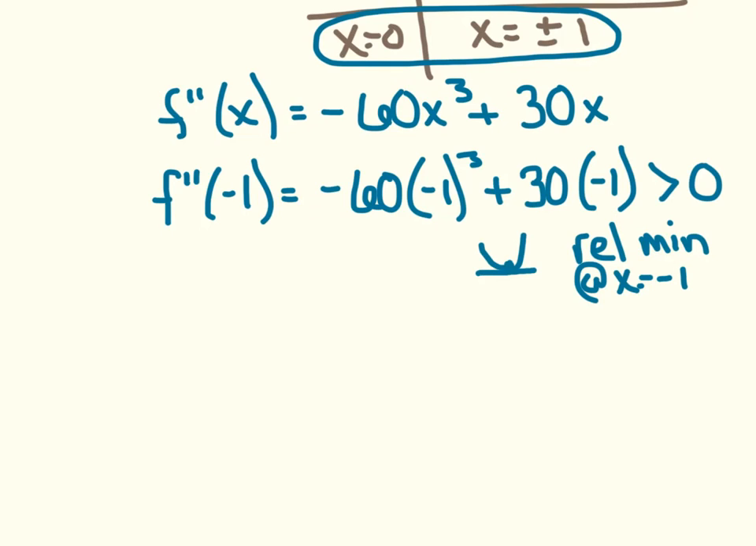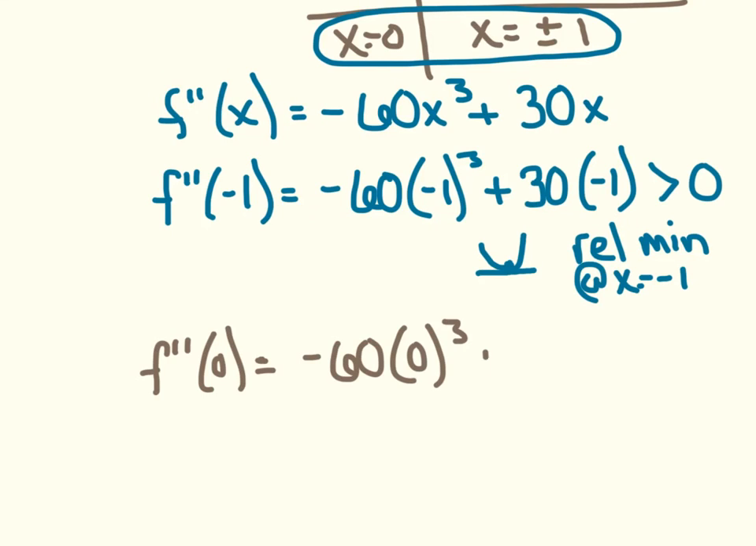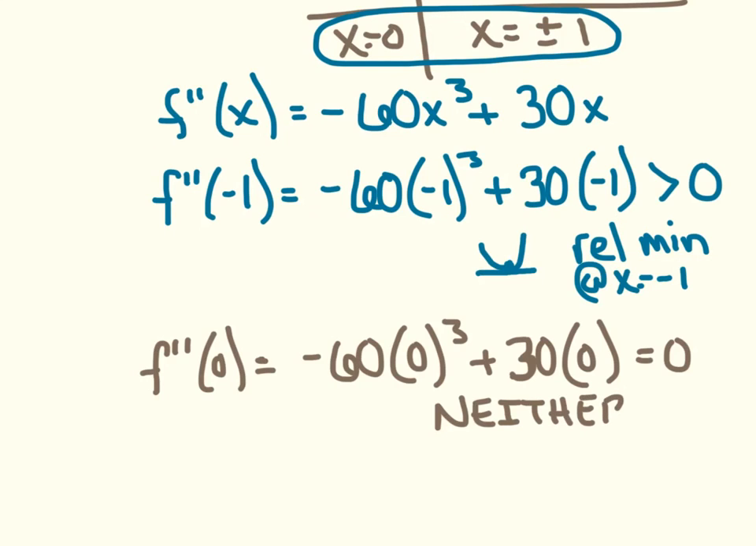All right. Let's try 0, which would be negative 60 times 0 to the third plus 30 times 0, which in this case is 0. And so what we have is an inconclusive answer here. And most likely what we're going to find out, and I'm going to save us some time, I'd go back and use the first derivative, and what we're going to find out is there's neither a max nor min. Now you're wondering, what did I do to go back to the first derivative test? Well, I just confirmed that the first derivative didn't change signs at 0, and so there's a big old neither there.